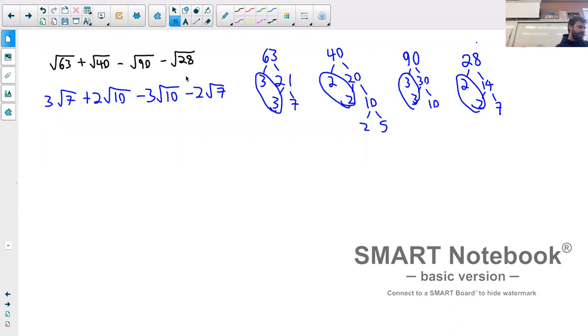So we can combine our root 7s together. So 3 root 7 minus 2 root 7 is root 7. Then 2 root 10 minus 3 root 10 is minus root 10. And that will be as simplified as we can get.